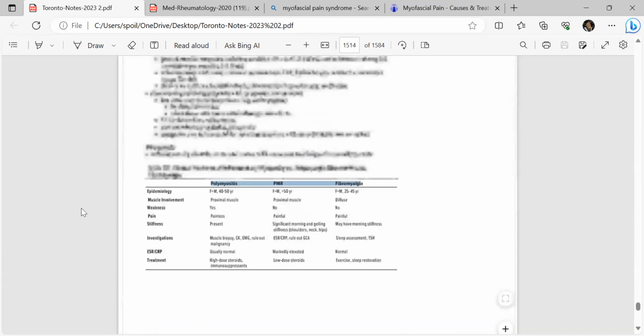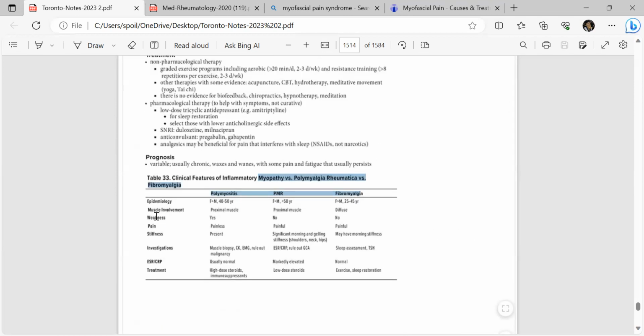Okay, we will do this. Polymyositis is more common in females, PMR is also more common in females, and fibromyalgia is also. Polymyositis is at 40 to 50, PMR is greater than 50, whereas fibromyalgia is in young adults, 25 to 45. Muscle involvement in polymyositis is proximal muscle, again PMR is proximal, and fibromyalgia is diffuse. Weakness, yes.